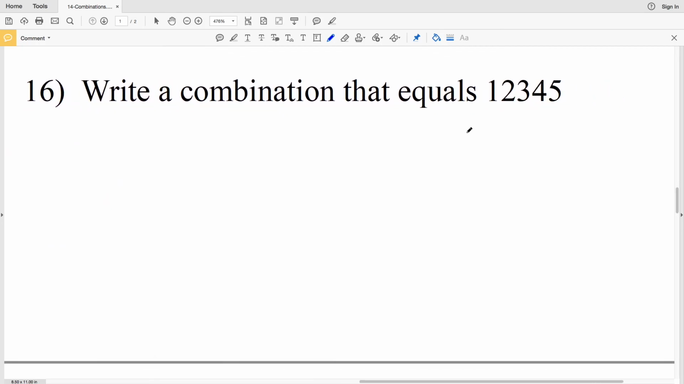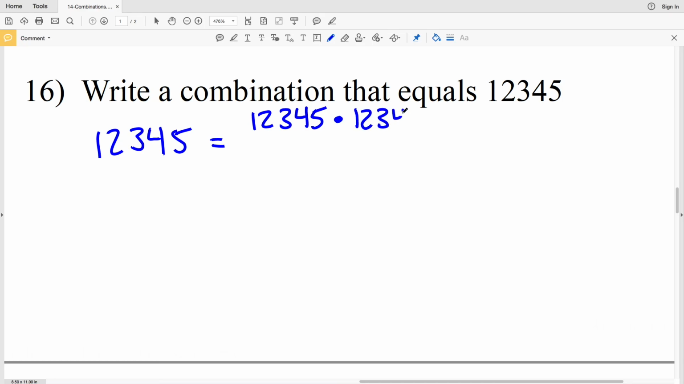And lastly, number 16, it says to write a combination that equals 12,345. Now this seems like it'll be tricky, but I promise you it's not. So if you want a combination to equal 12,345, think of this as 12,345 times 12,344 factorial. We need that to cancel out in the denominator.